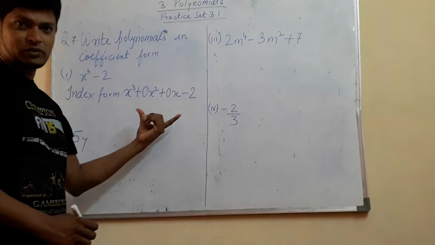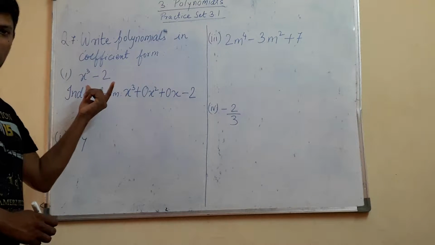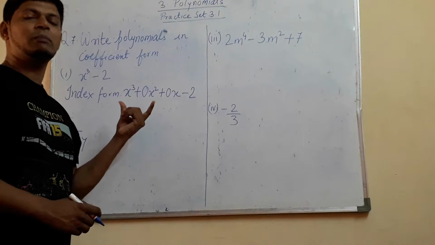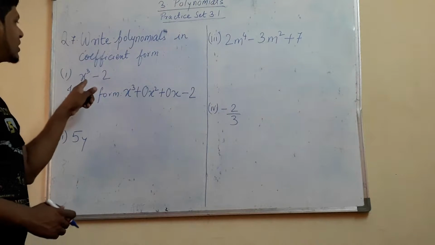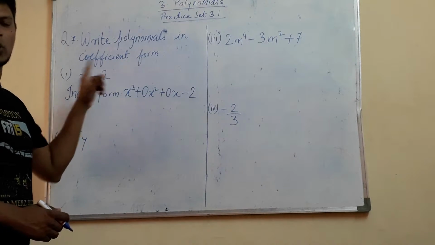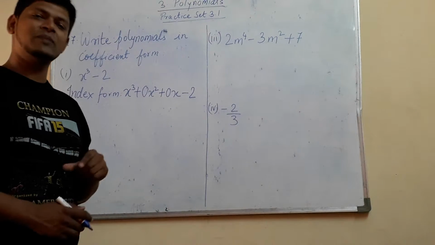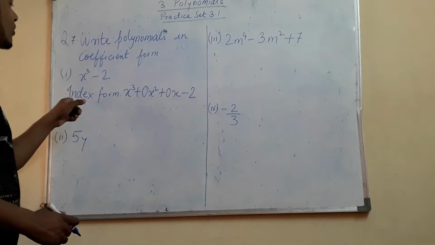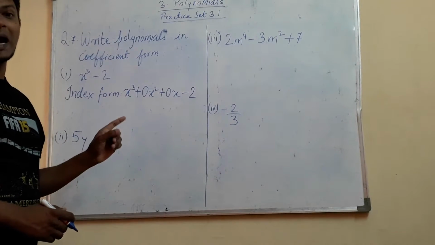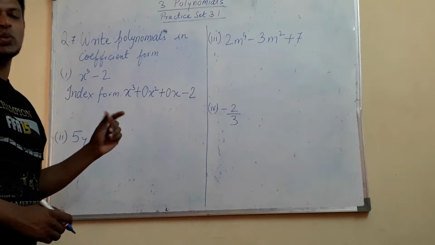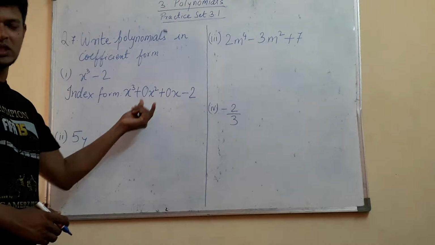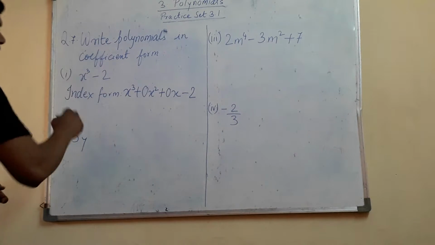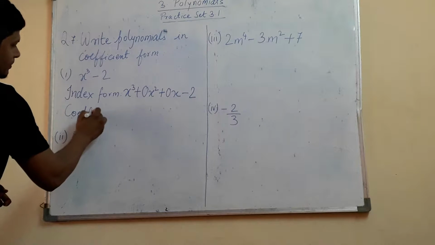Before writing into index form, we have to see whether the given polynomial is in standard form, that is the decreasing order or the decreasing power of the variable. Here, as we can see, it is x raised to 3 and here it is x raised to 0. So the given polynomial was in standard form. With that we have arranged it into the index form by putting those terms which were missing, that is the x square term and the x term, with the coefficient as 0. With that, now we can write the coefficient form.